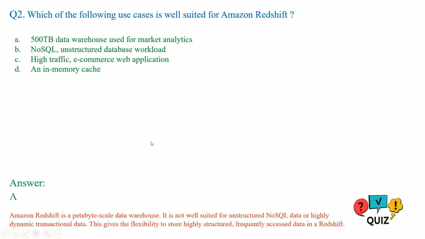So Amazon Redshift is a petabyte scale data warehouse. It is not well suited for unstructured NoSQL data or highly dynamic transactional data. So this gives the flexibility to store highly structured, frequently accessed data in Redshift. That's a good attempt.